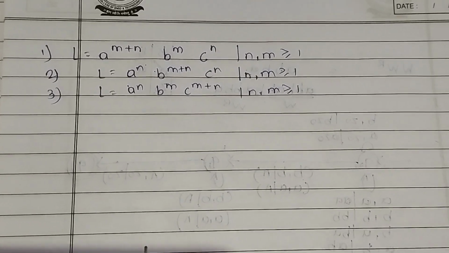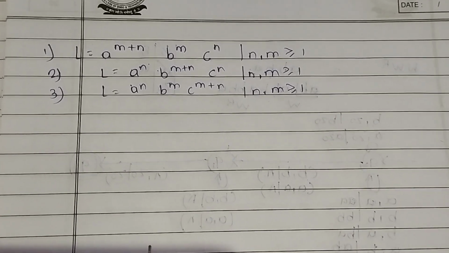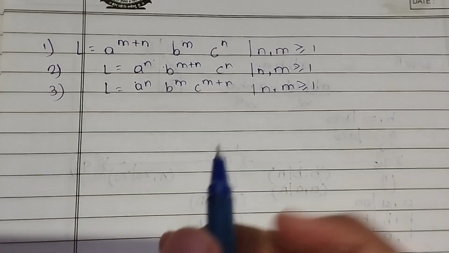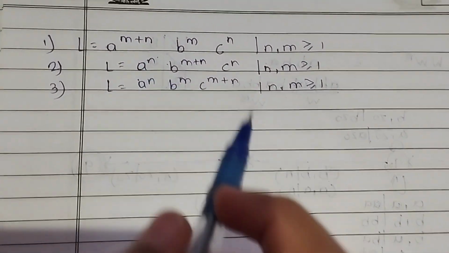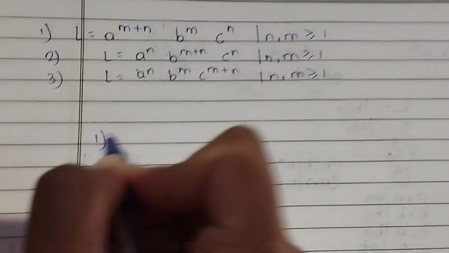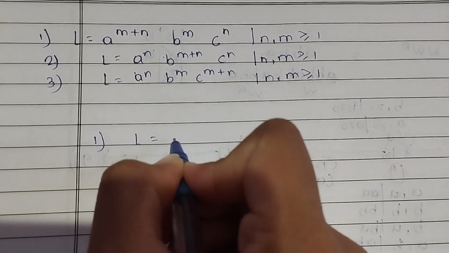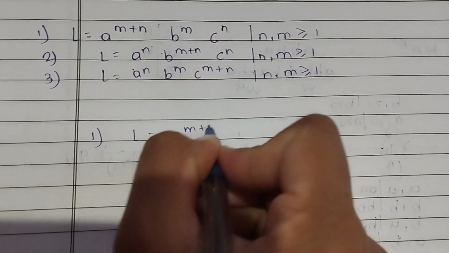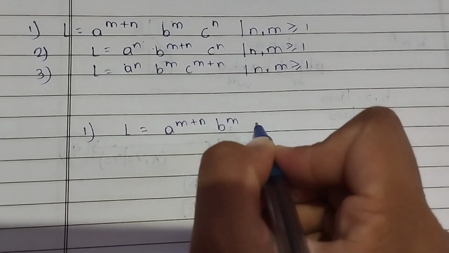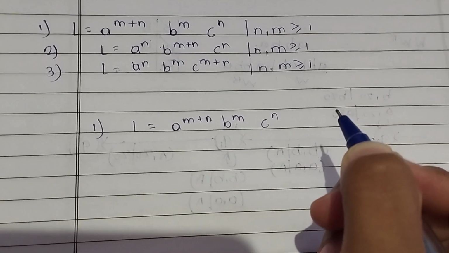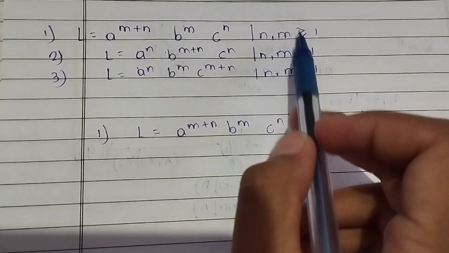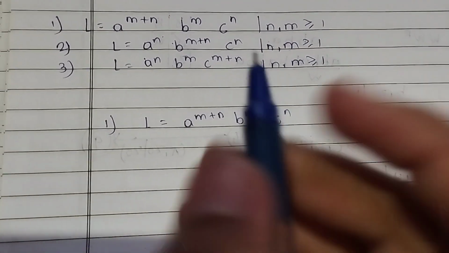Hello everyone, in this video we draw the PDA for this equation. So let's start one by one. First we consider this language a raised to m plus n, b raised to m, c raised to n, where m and n are greater than or equal to 1.